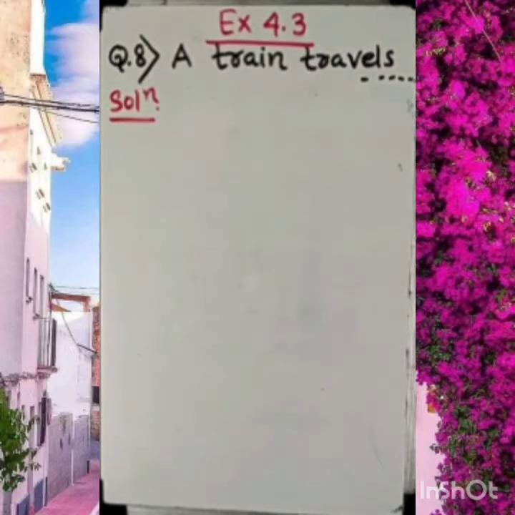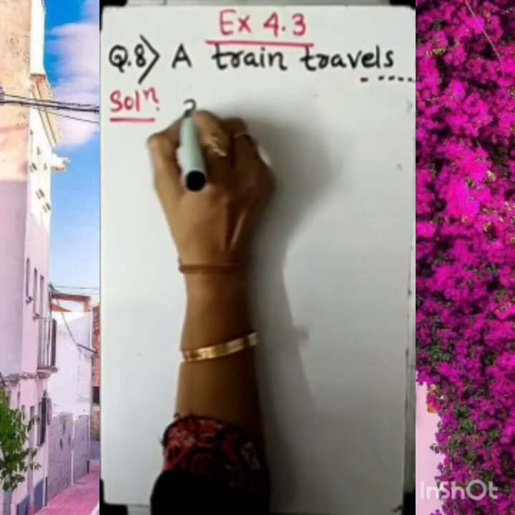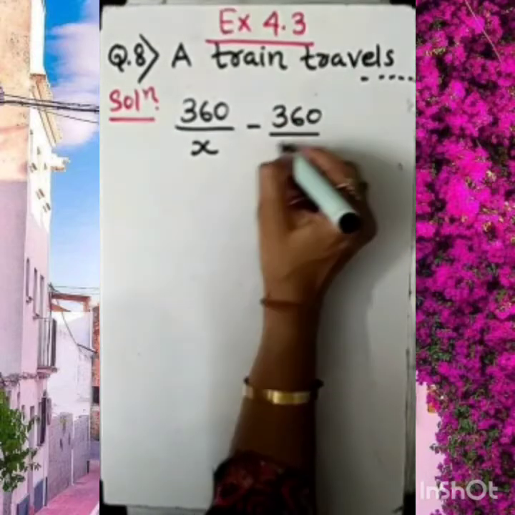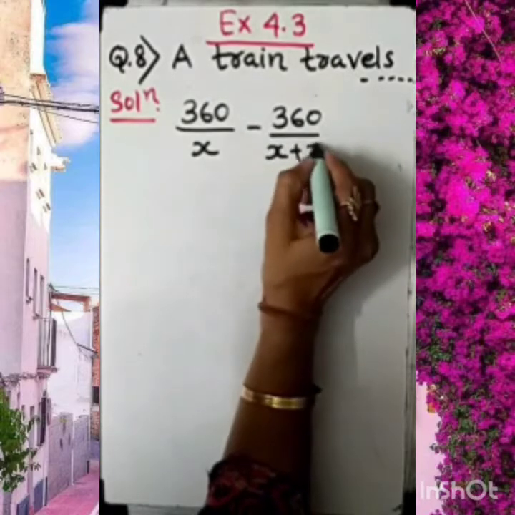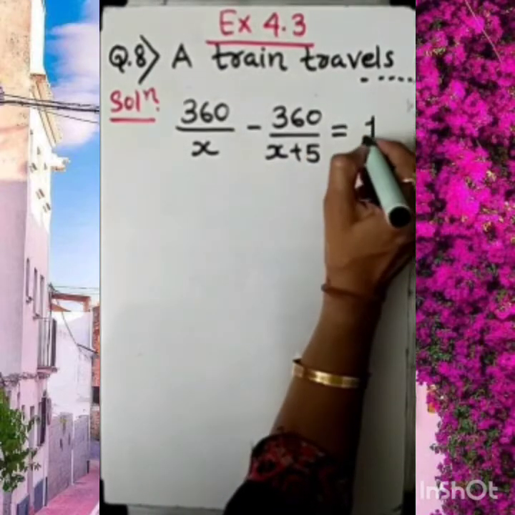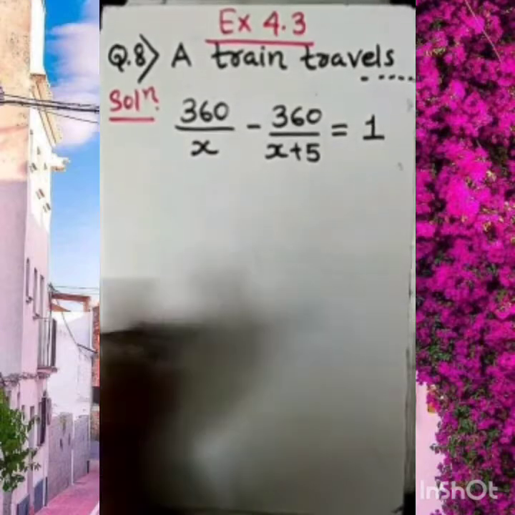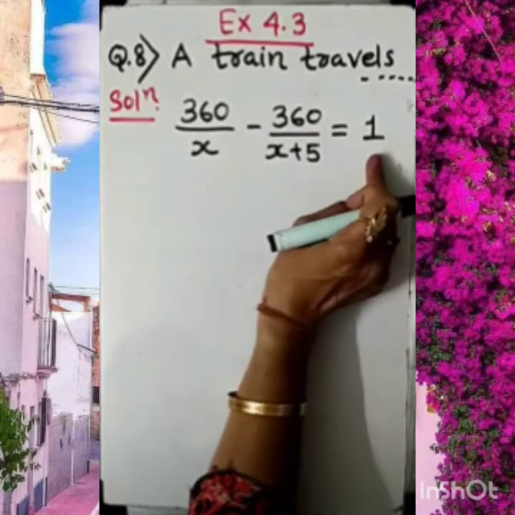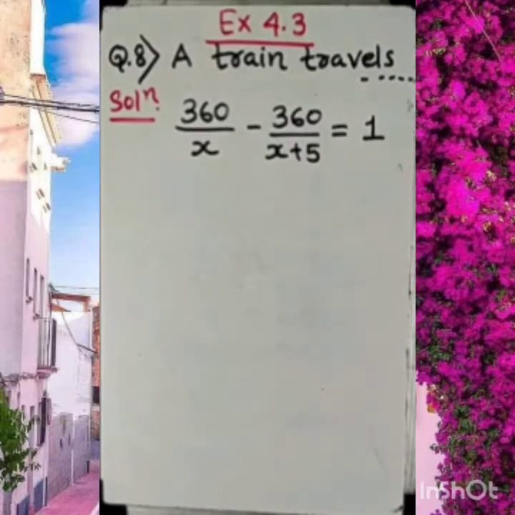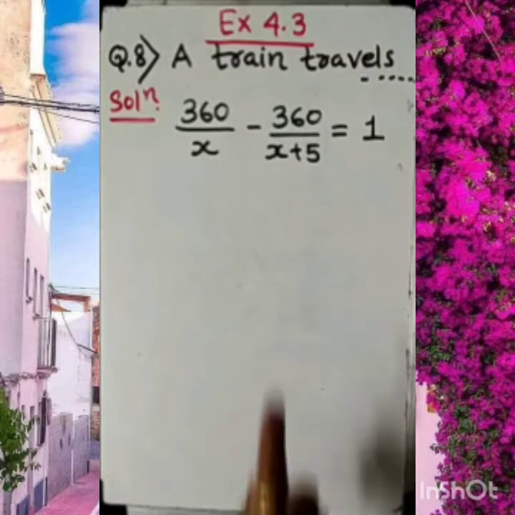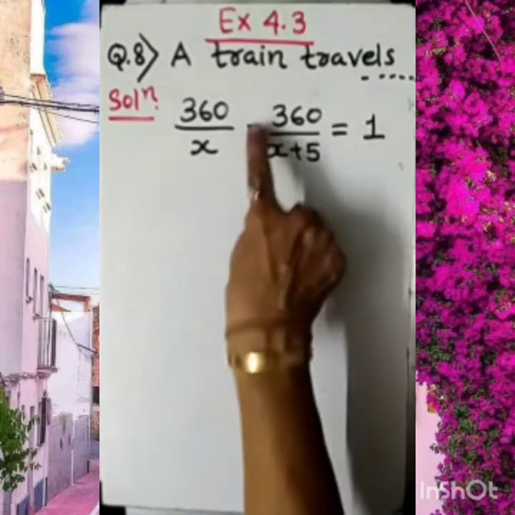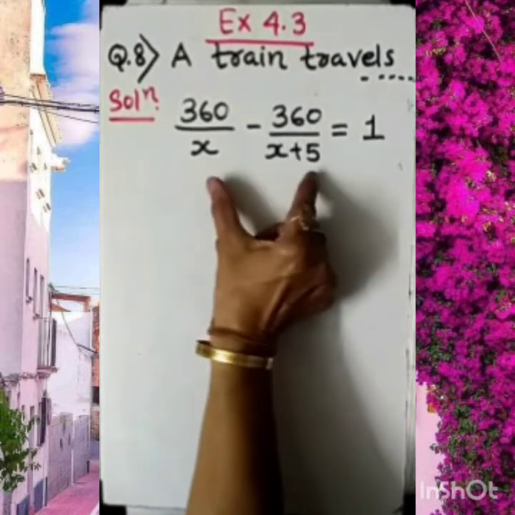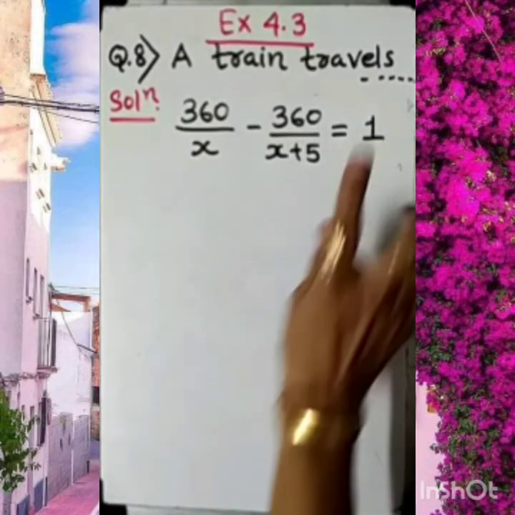Now let's try to form the equation. Our equation will be 360 divided by x minus 360 divided by x plus 5 equal to 1 hour. Actually, they have given us that it would have taken 1 hour less, because speed increases so time decreases. The bigger time is this, the smaller is this, so the difference of the times is 1 hour. So this is the real equation.